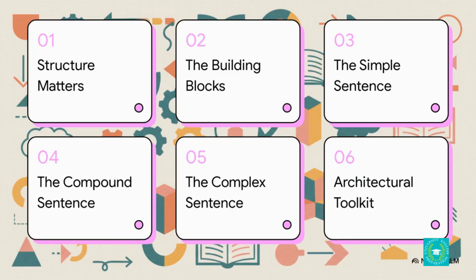So here's our game plan. We're going to start with the why, why this stuff actually matters. Then we'll get into the basic building blocks, and after that, we'll look at 3 essential blueprints. By the time we're done, you'll have a whole new toolkit to construct your writing with total confidence.